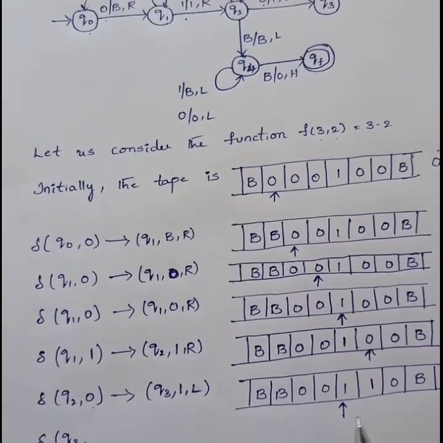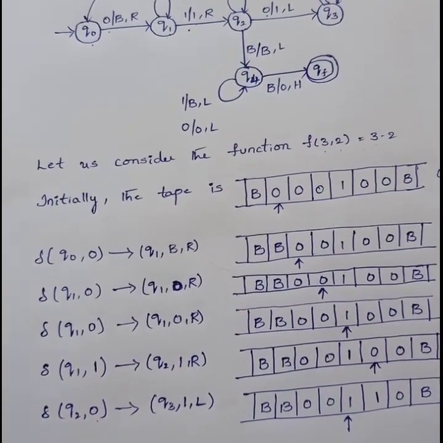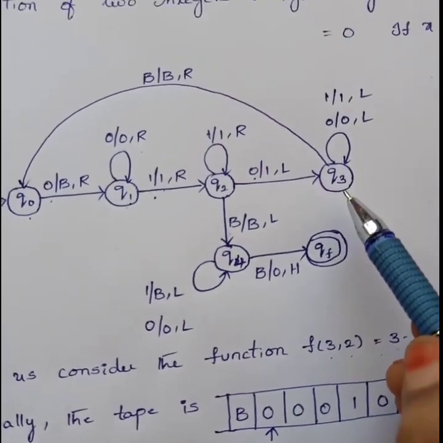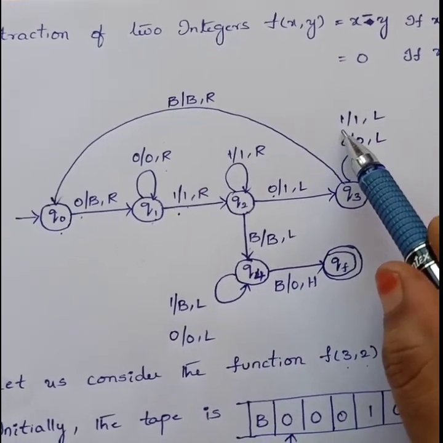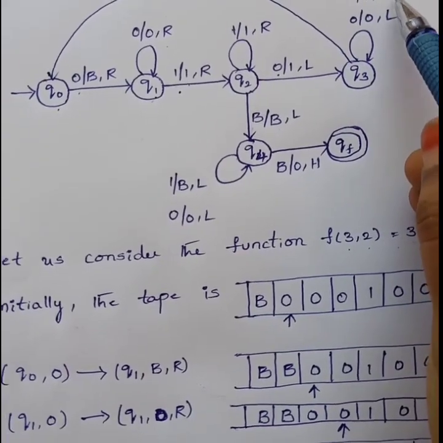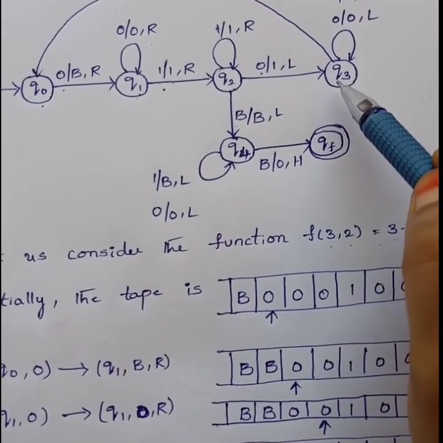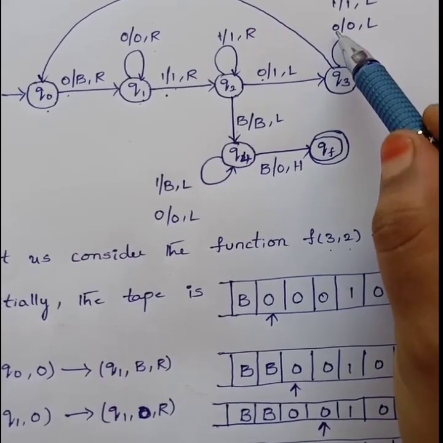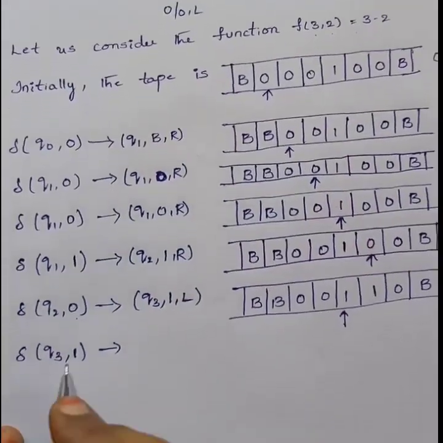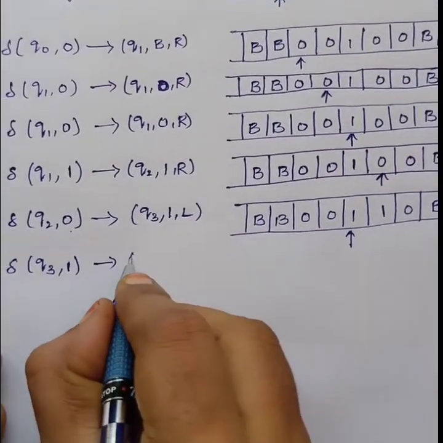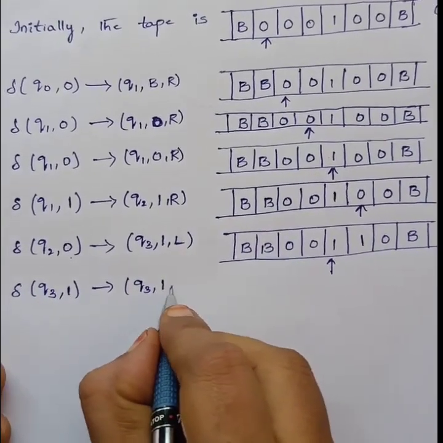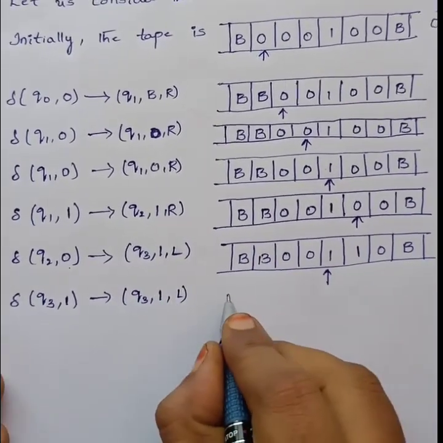Now I am in which state? Q3 state. So what is the input now? 1. See here, in the Q3 state, if I get 1, that 1 is replaced by itself and we move to left. If I get 0 also in this particular state, 0 remains the same and we move to left. So now here I am getting 1, so in the same state 1 is rewritten as 1 and we move to left.